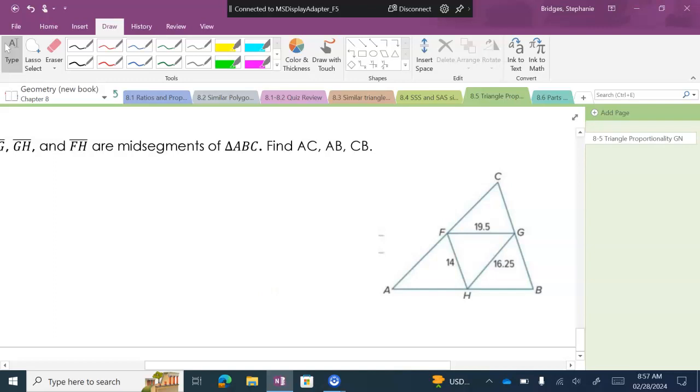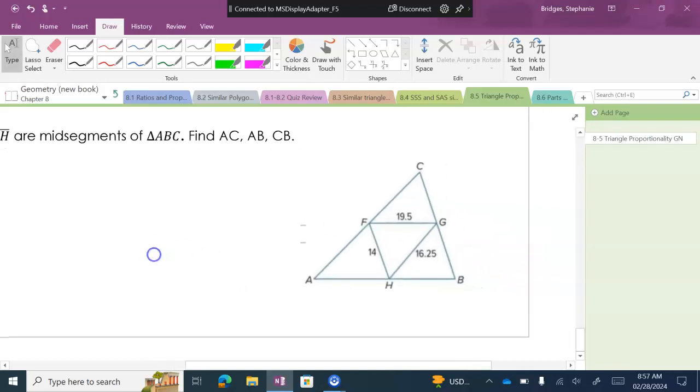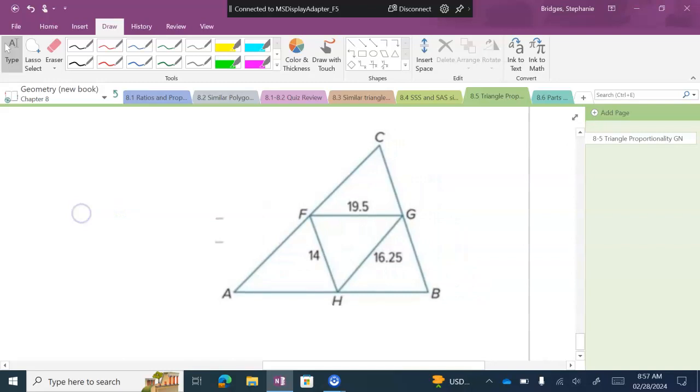All right, we're finding the length of AC, AB, and CB. Might need calculators. Okay, since you have your phones, pull up your calculators on your phones. That way I don't have to pass out mine. Okay, we're going to start with AC. Is everybody ready?